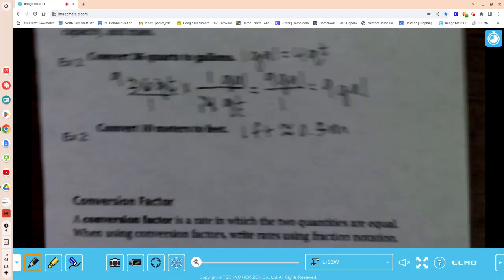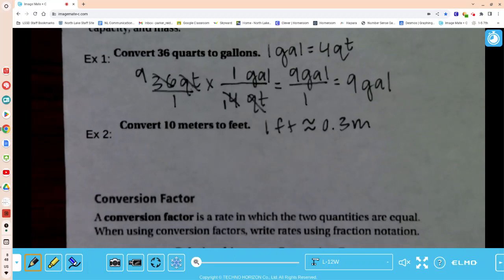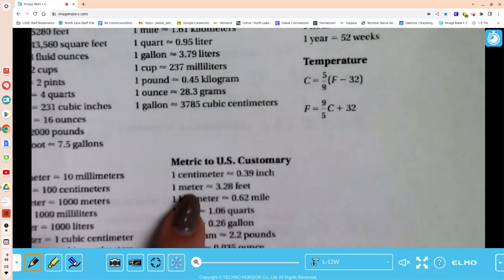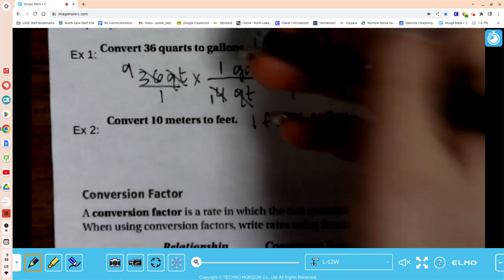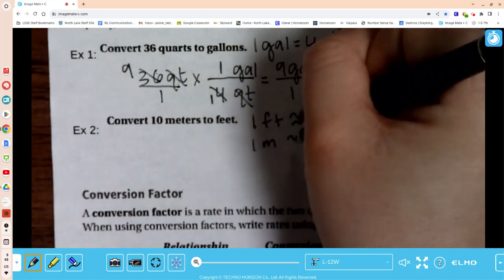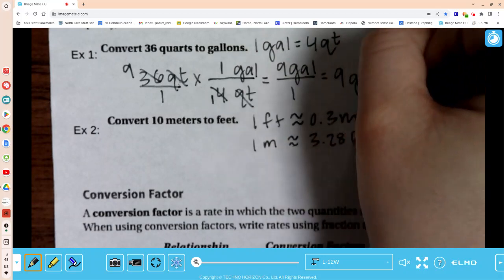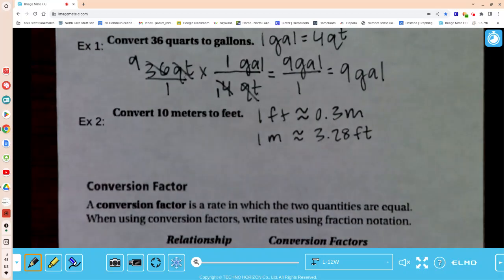Did anybody see another one that compared feet and meters? Hudson? Oh, okay. And that one says 1 meter is about 3.28 feet. I'm going to write that one down too. So it's kind of like I have two choices here. They both tell me the relationship between meters and feet. So I can use either one of them.